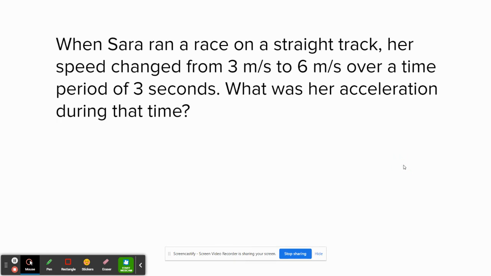You can add this or not. You can also just stop and see if you could figure it out. Like you could pause the video right now and see if you can do it all by yourself, because I'm going to ask you, when Sarah ran a race on a straight track, her speed changed from 3 meters per second to 6 meters per second over a time period of 3 seconds. What was her acceleration?